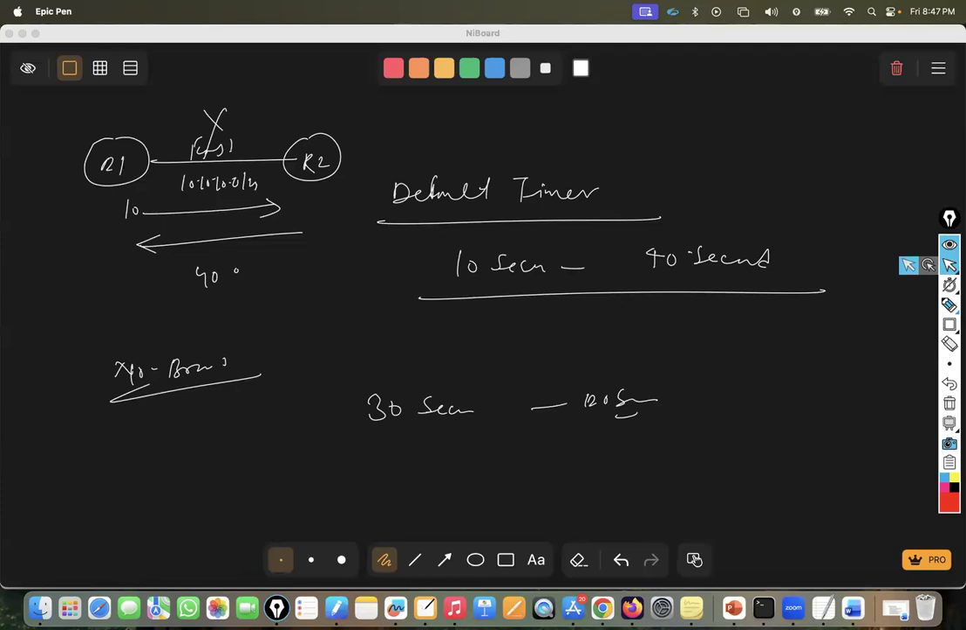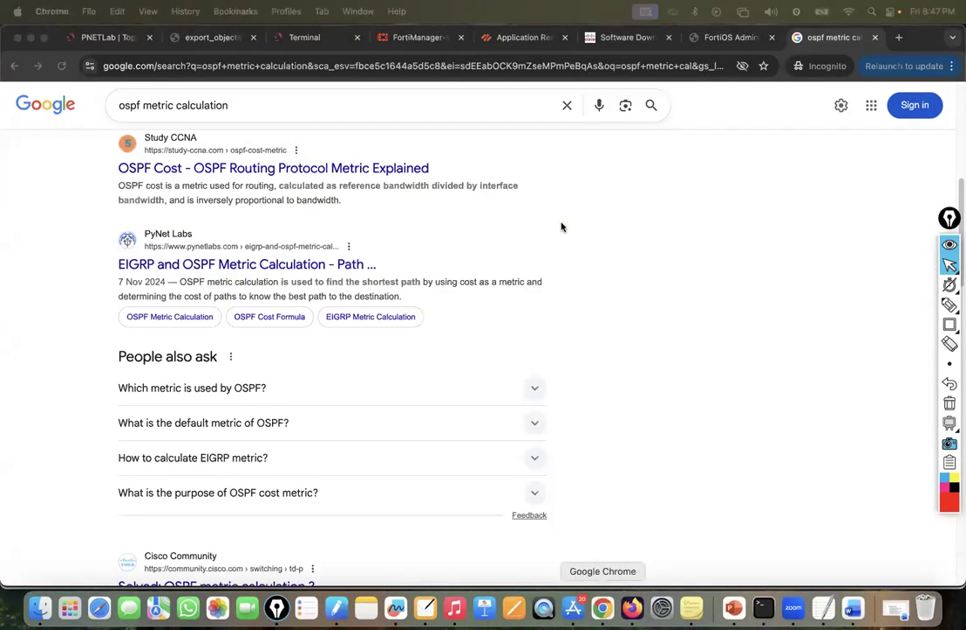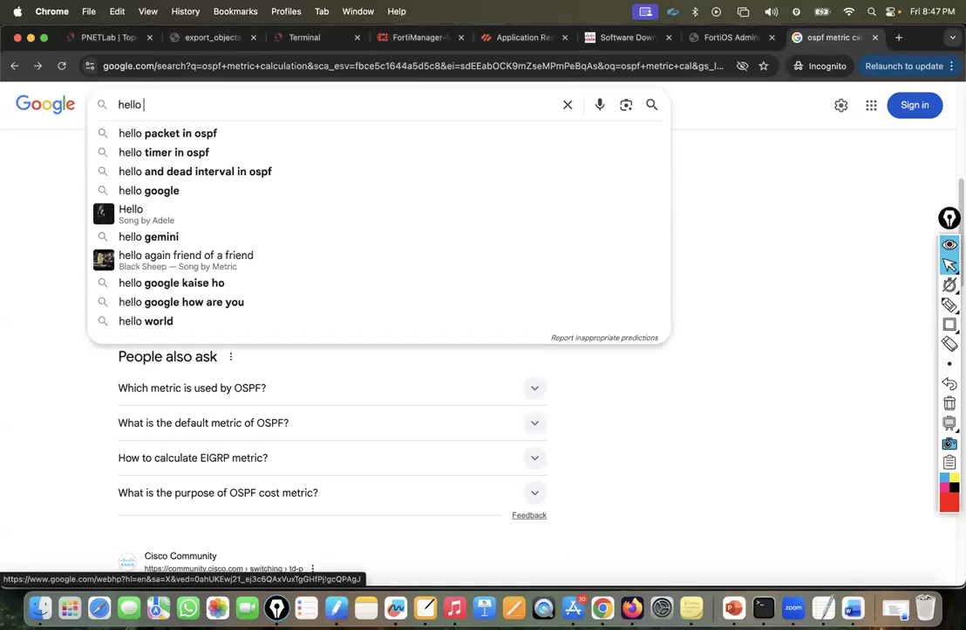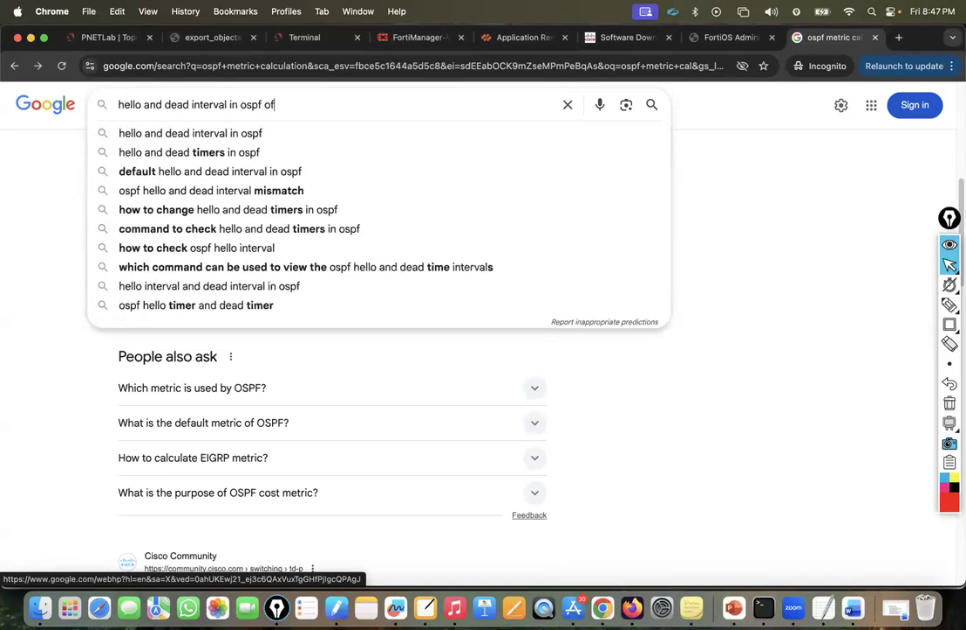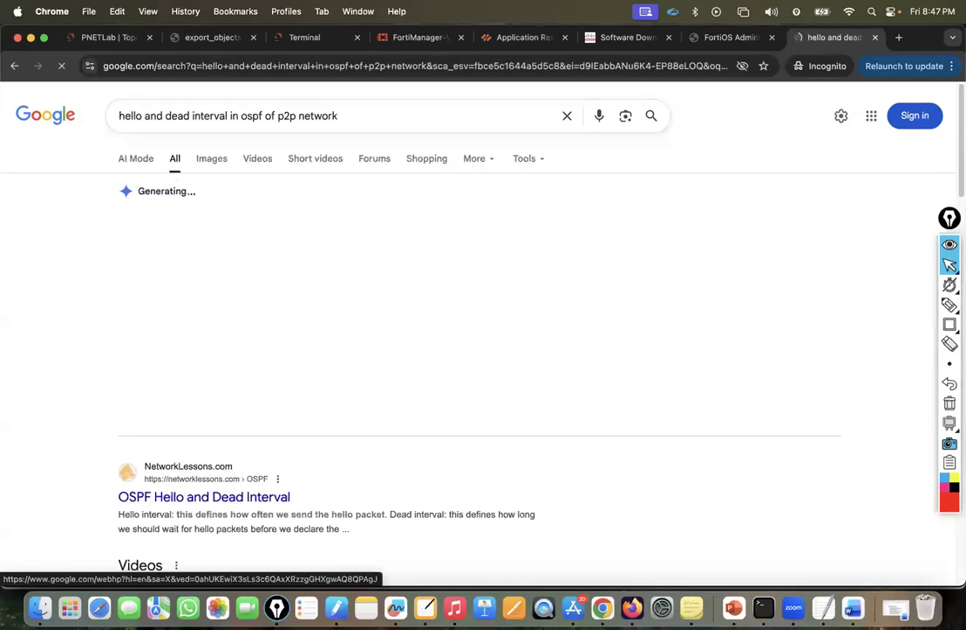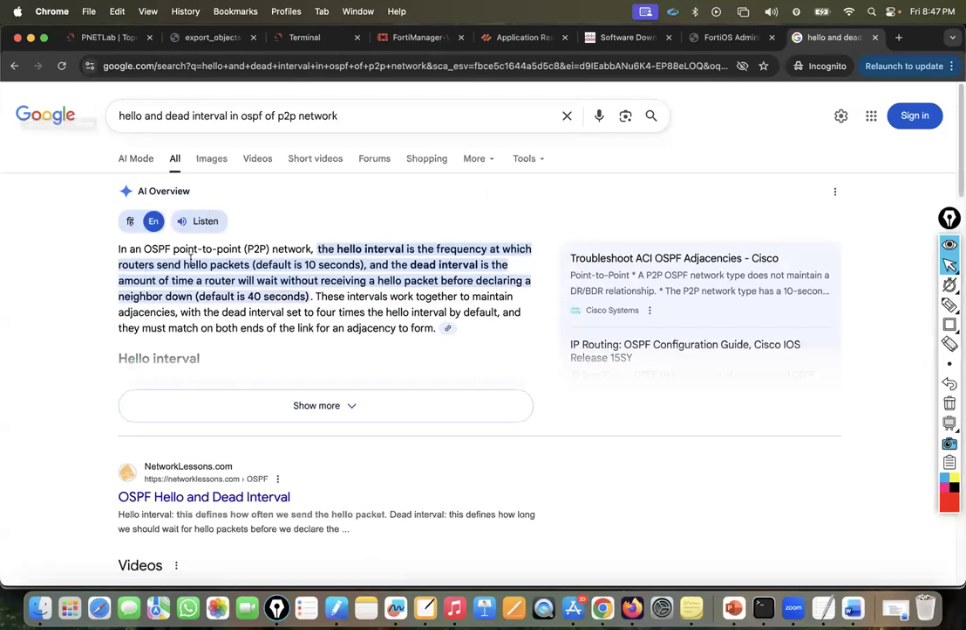So the default timer for OSPF is going to be 10 seconds and 40 seconds for any kind of broadcast network. But if you go for non-broadcast, it is going to be a different value. And for the hello and dead interval for a point to point network, it is going to be the same. So point to point also is going to be 10 seconds hello and 40.